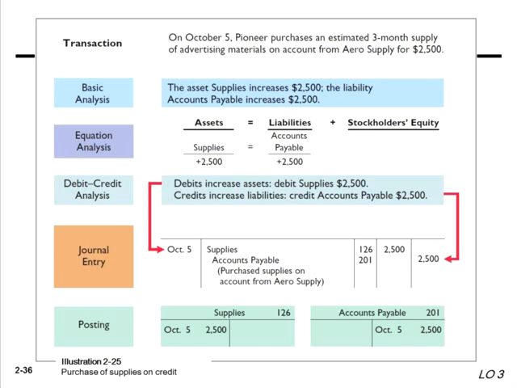It says they're purchasing on account, which means they haven't paid for those supplies yet. So that means they're incurring a liability, and that liability account is accounts payable. So in the journal entry, we're debiting supplies, crediting accounts payable for $2,500. Then we go to the posting. We post the debit to supplies of $2,500, and then the credit to accounts payable of $2,500.